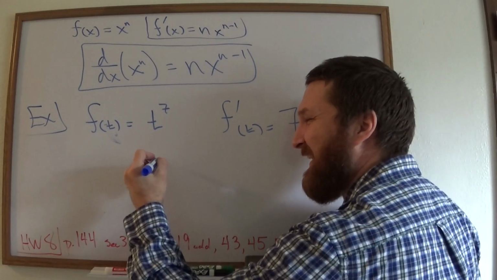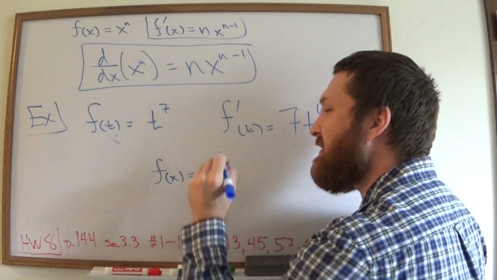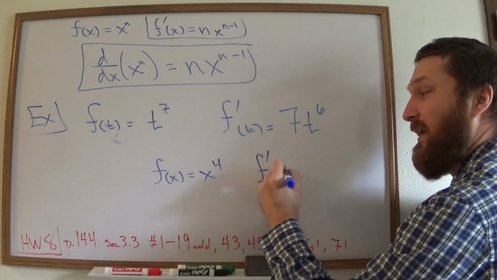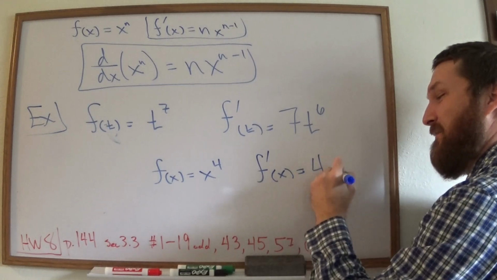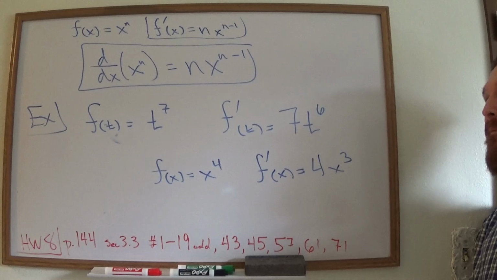So, to bring you back to that one that each of you took at least a page of work to do, this is what? 4t to the 3rd. 4x to the 3rd. Is that easy? You see what I mean now.